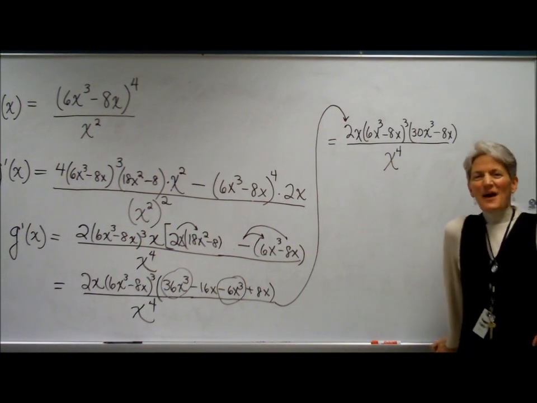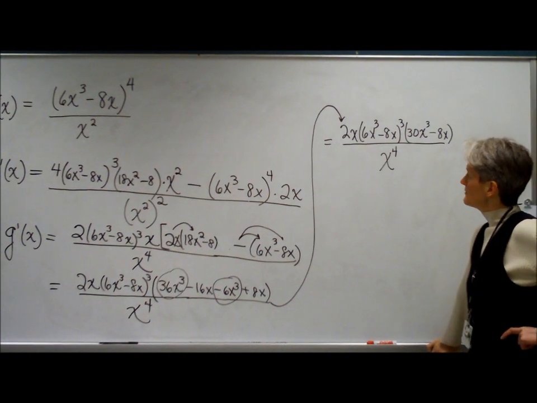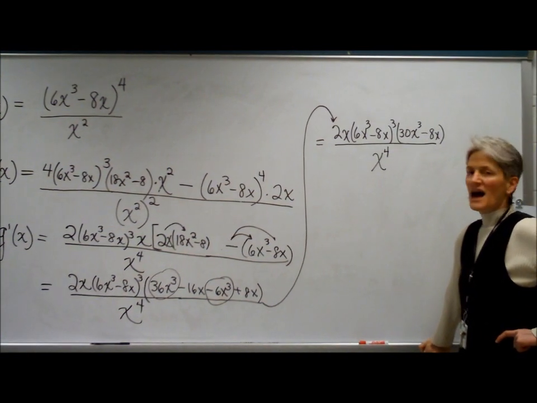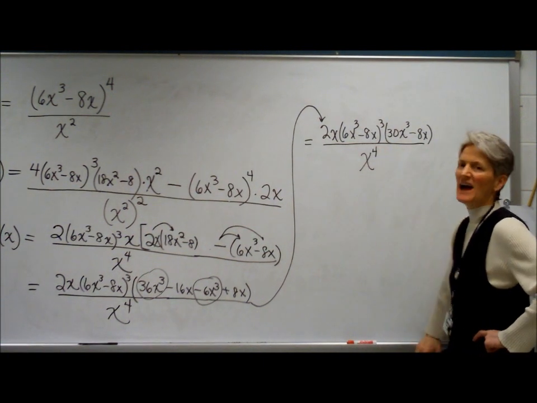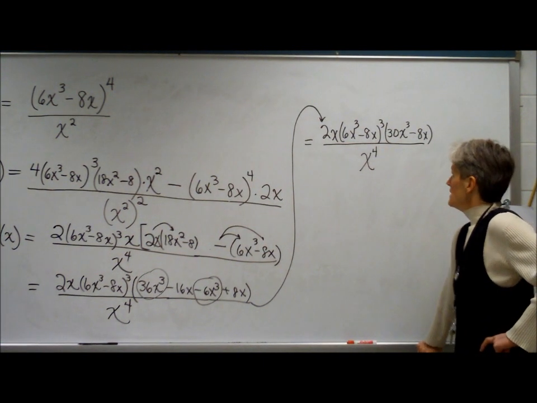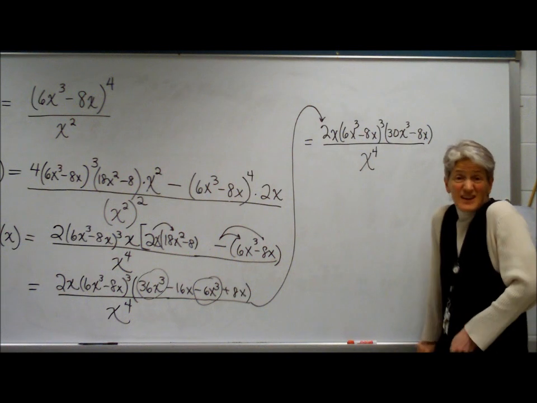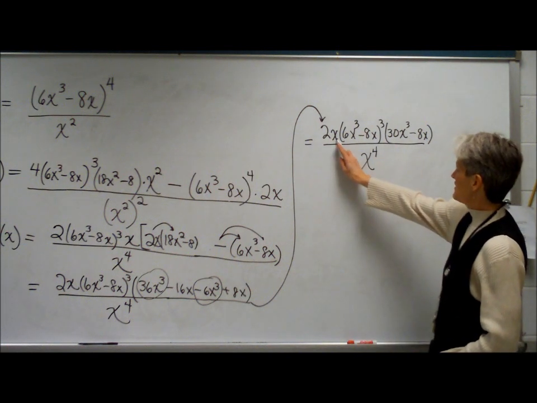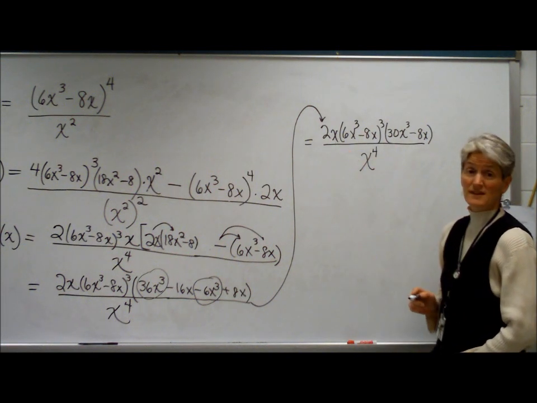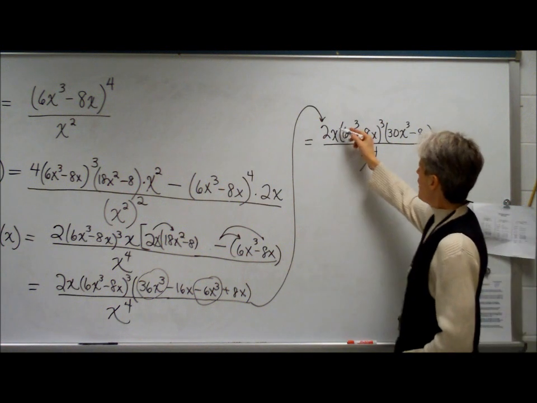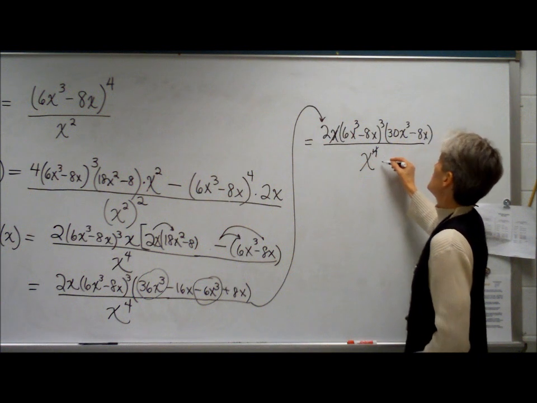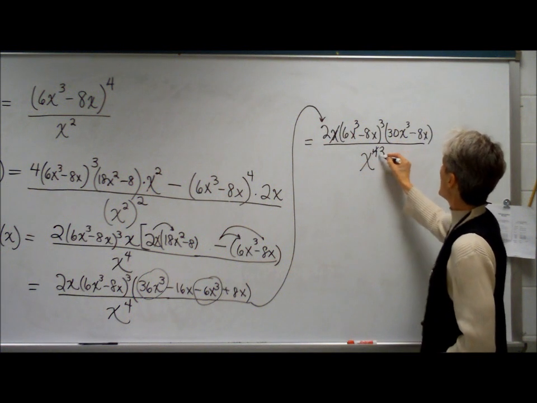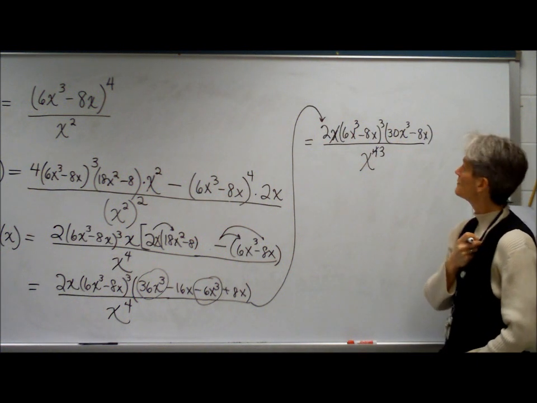All right, and now this gets a little interesting. Am I done? Or are there some things I can divide out? Well, I see something that I could easily divide out. I have an x sitting there, and I have x to the fourth sitting down there. So I think I can safely say that x divided by x to the fourth would leave me with x to the third.